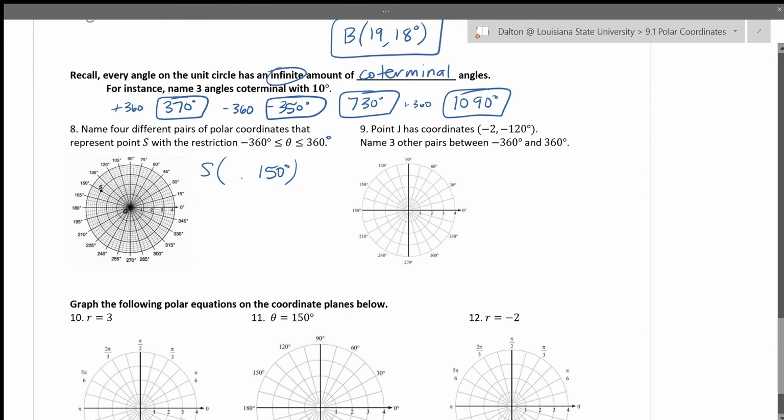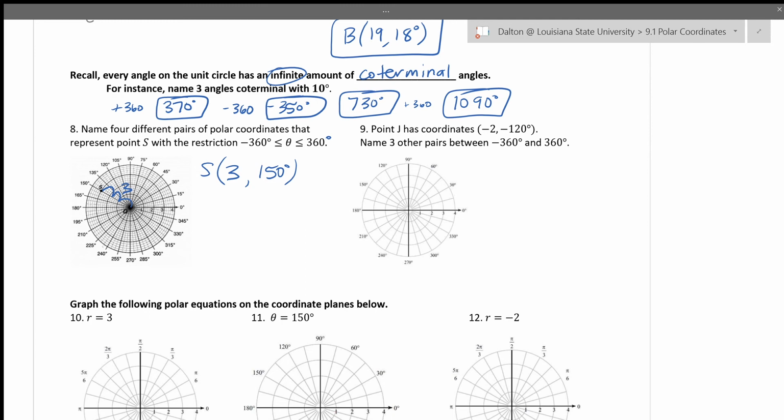From the pole in the direction of 150, it has R equal to 3. Okay, so that's one. That's probably the most obvious name for that pair of polar coordinates: 3, 150 degrees. But there are actually an infinite amount of answers because I could keep spinning 150 degrees over and over and over and over again and keep landing at that same point.